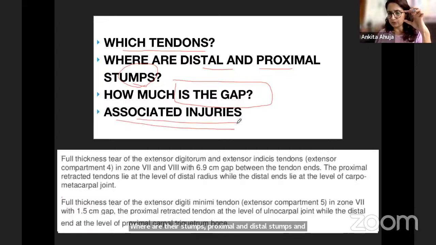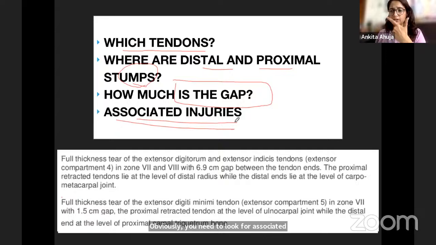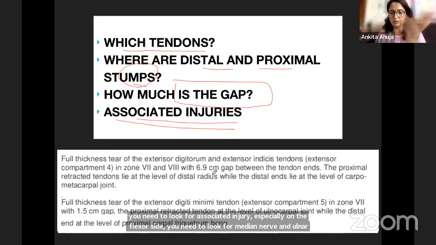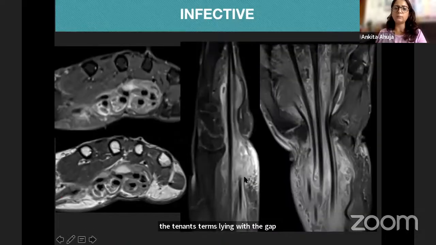Obviously, you need to look for associated injury, especially on the flexor side. You need to look for median nerve and ulnar neurovascular bundle injuries, right? So this is kind of the report for the last case which we saw. So the zones, which compartment tendons were involved, and where were the tendon stumps lying with the gap, right? So this is how you need to mention all the points.